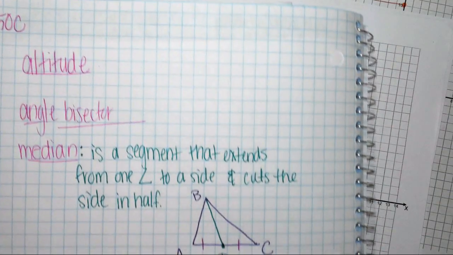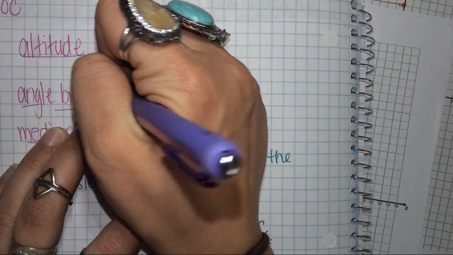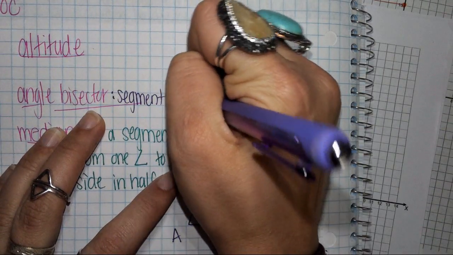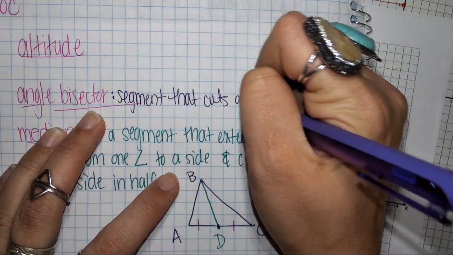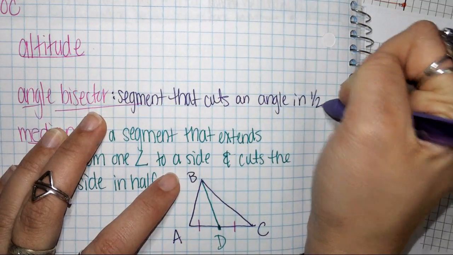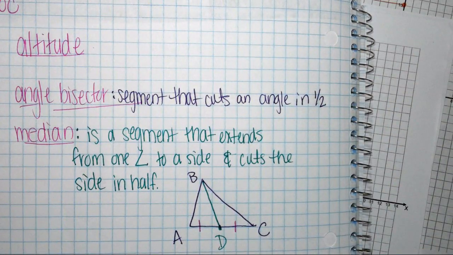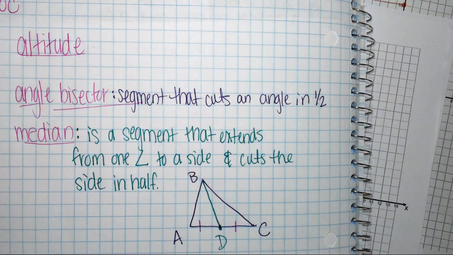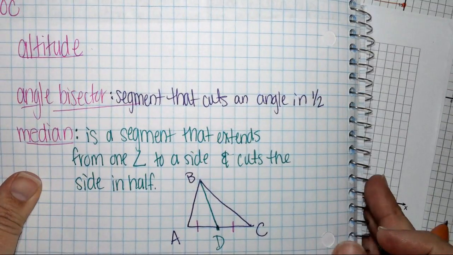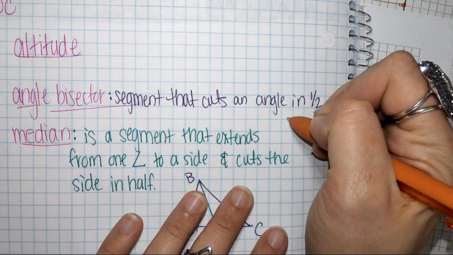All right. So an angle bisector cuts an angle in half. So it is a segment that cuts an angle in half. No, it doesn't cut the side, it cuts the angle. And I'm going to draw you a picture. So, I'm going to draw right here.